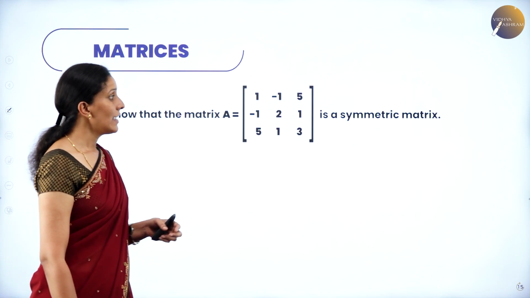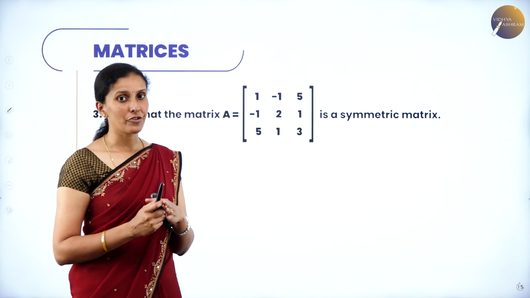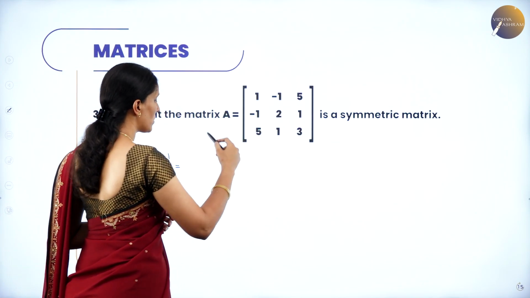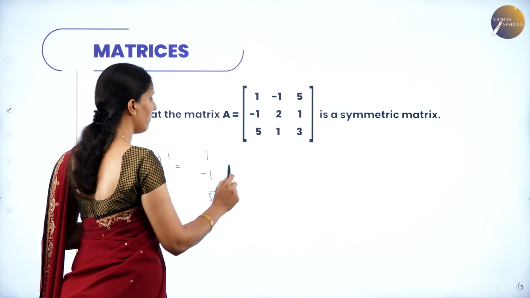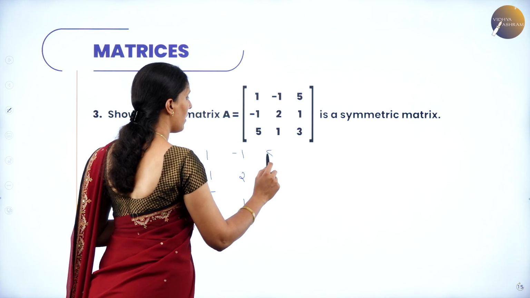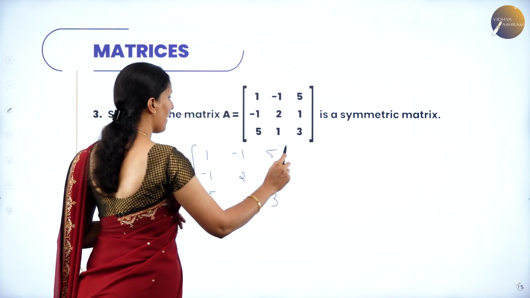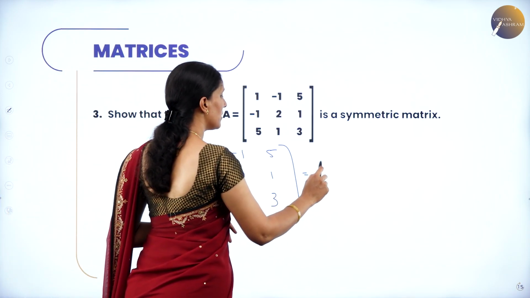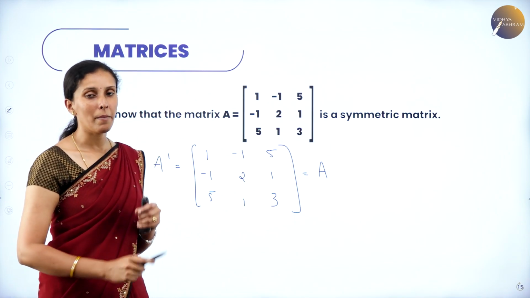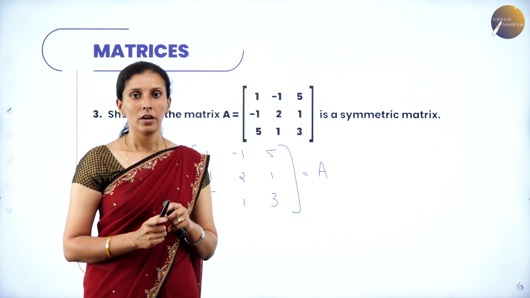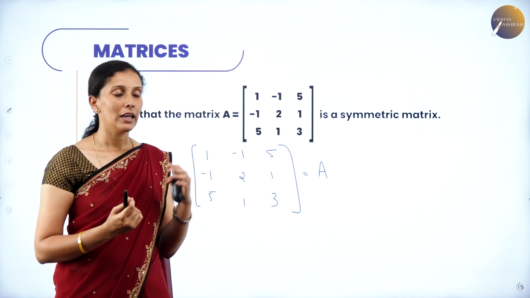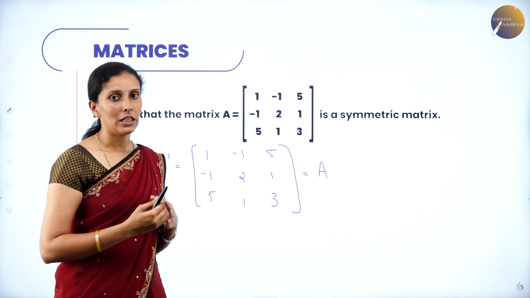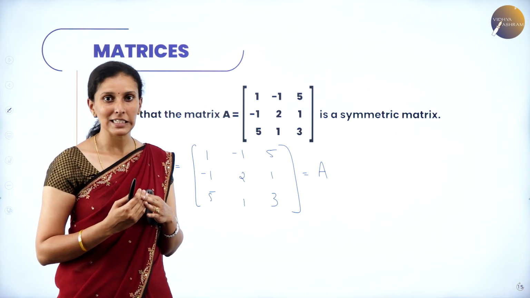Show that the matrix A is a symmetric matrix. To show that any matrix is symmetric, just transpose it. Let me take the transpose of this matrix. Write the rows into columns. So, [1, −1, 5; −1, 2, 1; 5, 1, 3]. Isn't it the same as the matrix given here? None of the elements is changed. It is one and the same. This is equal to A. Therefore, the given matrix is a symmetric matrix. In a similar way, we can also show a given matrix is skew symmetric by taking minus outside and writing it in the form A transpose is equal to minus A.